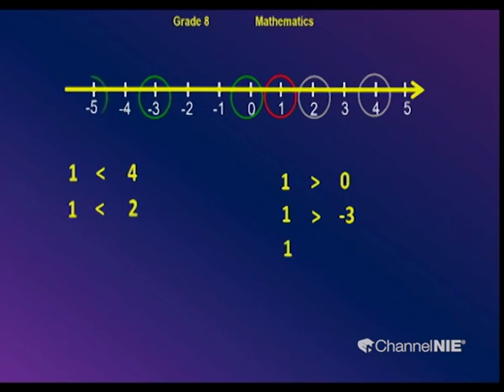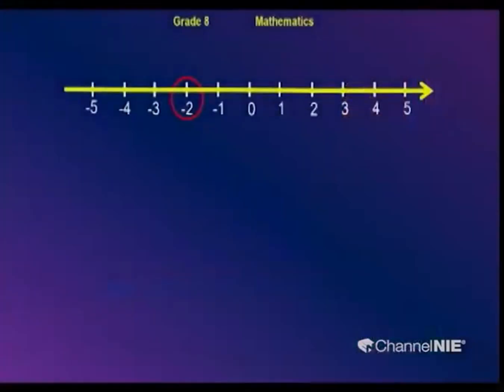Finally, I mark number minus 5. Then you know 1 is greater than minus 5. Now we know how to compare negative numbers and positive numbers. Look at that slide. There is a negative number.